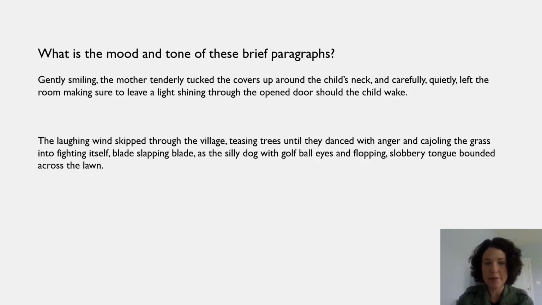All right, next one. The laughing wind skipped through the village, teasing trees until they danced with anger and cajoling the grass into fighting itself, blade slapping blade, as the silly dog with golf ball eyes and flopping slobbery tongue bounded across the lawn. So what's the mood there? How does that make you feel? And then tone, what's the author's tone? What's the author's attitude towards this situation?